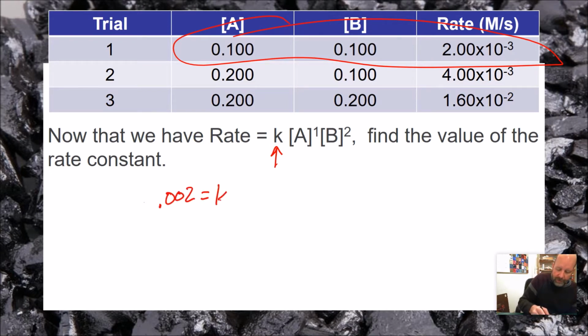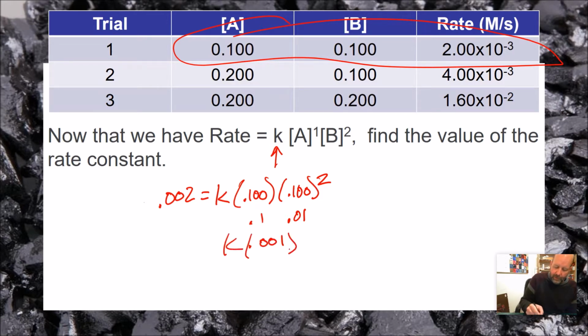So 0.002 equals K times 0.100, and that's raised to the 1, so we can leave that alone, times 0.100 again, only this is our B, and that has a 2 on it with our rate law, right? So we've just got to solve for K here, and if we multiply this all out, we're going to get 0.1 squared is 0.01, 0.1 is 0.1, so we're going to get 0.001. So K times 0.001 equals 0.002. Divide both sides by 0.001.